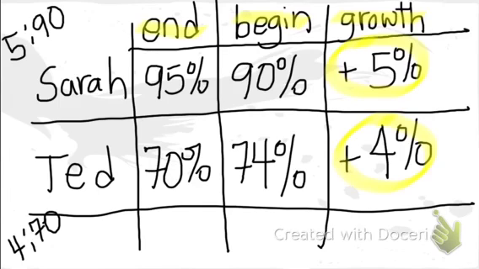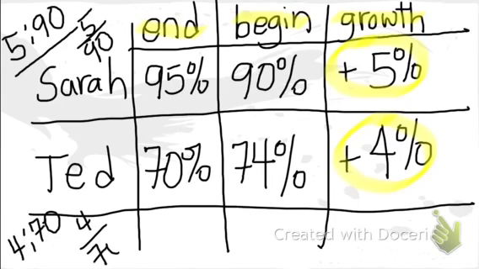Now, if we do the math, and a good way to transfer from a ratio to division is to put 5 over 90, use it as a fraction, and then 4 over 70, just so you can look at it. Then we just divide 5 by 90, and 4 by 70.